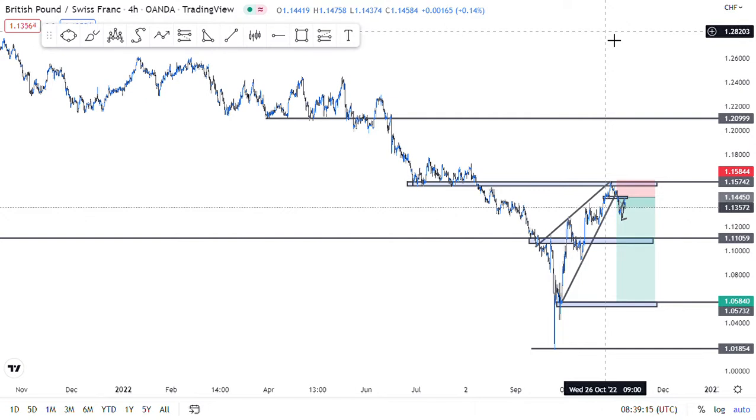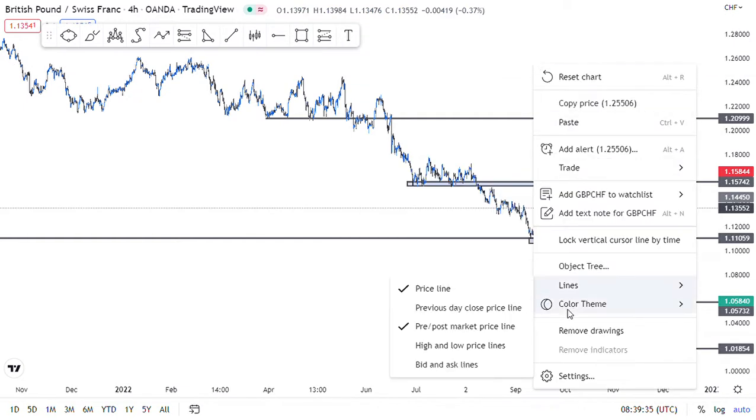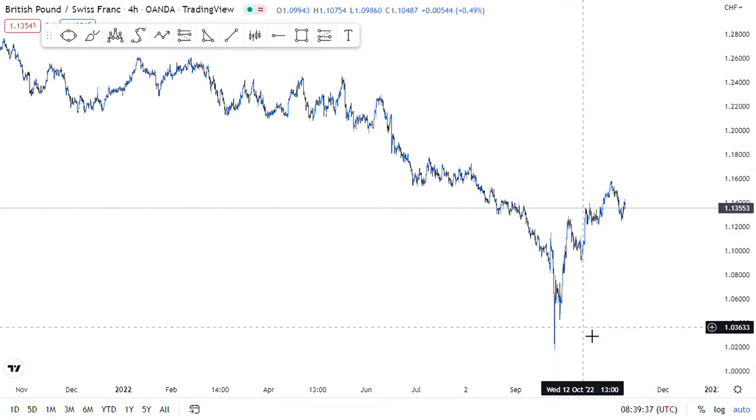So today we're going to be analyzing GBPCHF, which is GBP Swiss franc, and EURAUD. Those are the pairs that we are going to take a look at. This is my GBPCHF. Let me just delete this analysis, and then I can analyze it together.